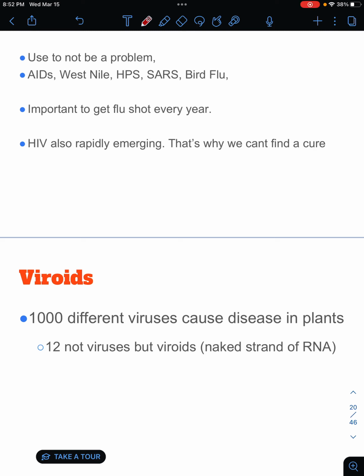So what are viroids? Two more slides. There are over 1,000 different viruses that cause disease in plants. So on your notes, you need to put viroids, or viruses for plants, if you want to. There are 12 of those that aren't actually viruses, but they're called viroids. And what an actual viroid is, it's for plants, but it's like a naked strand of RNA. There's nothing else there.